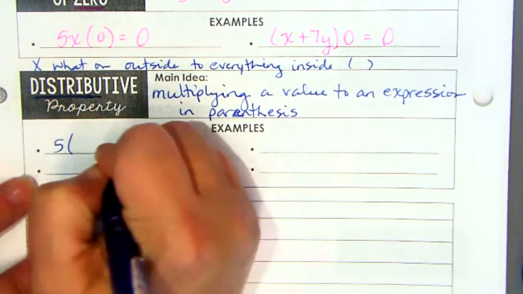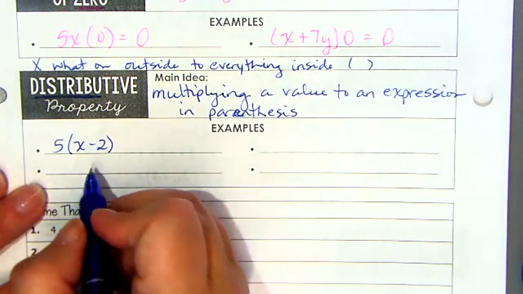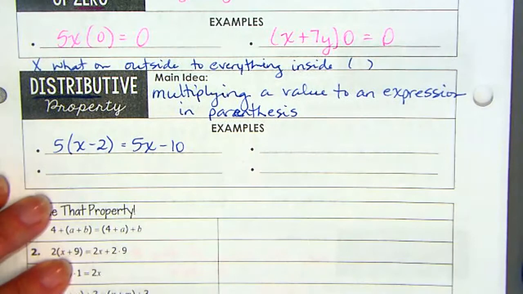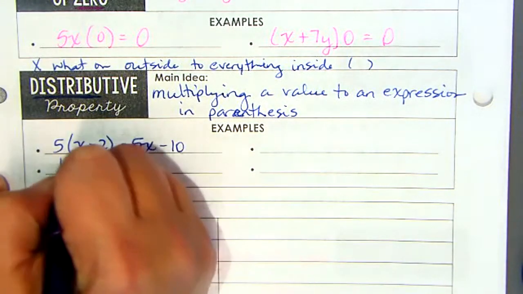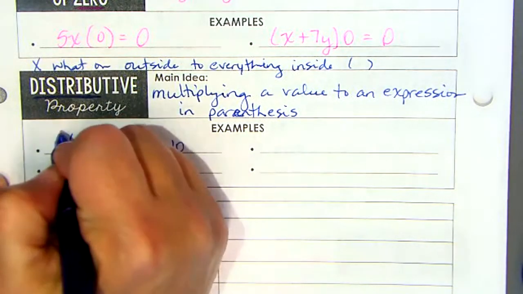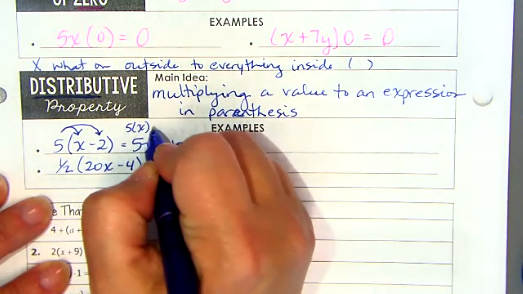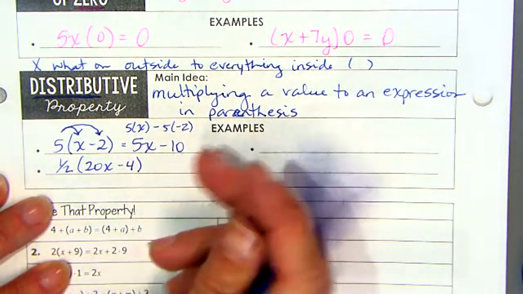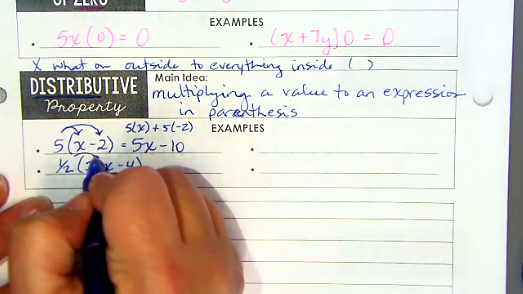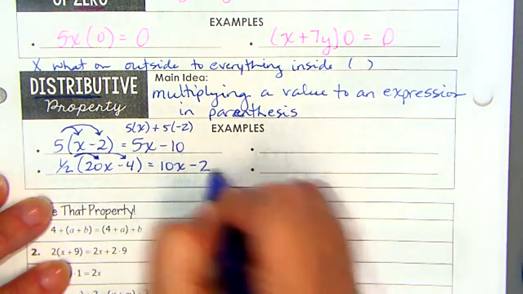So I'm going to have 5, open parentheses, x minus 2, close parentheses. Some examples of this. Equals 5x minus 10. So I'm going to have 1/2, open parentheses, 20x minus 4, close parentheses. What I did, by the way, for this top one, I take the 5 and I multiply it to everything inside. So I had 5 times x gave me 5x, 5 times negative 2. So that's how I ended up with 5x minus 10. So here, if I'm going to do 1/2, half of 20x, that's going to give me 10x. Half of negative 4, that's going to give me a negative 2.